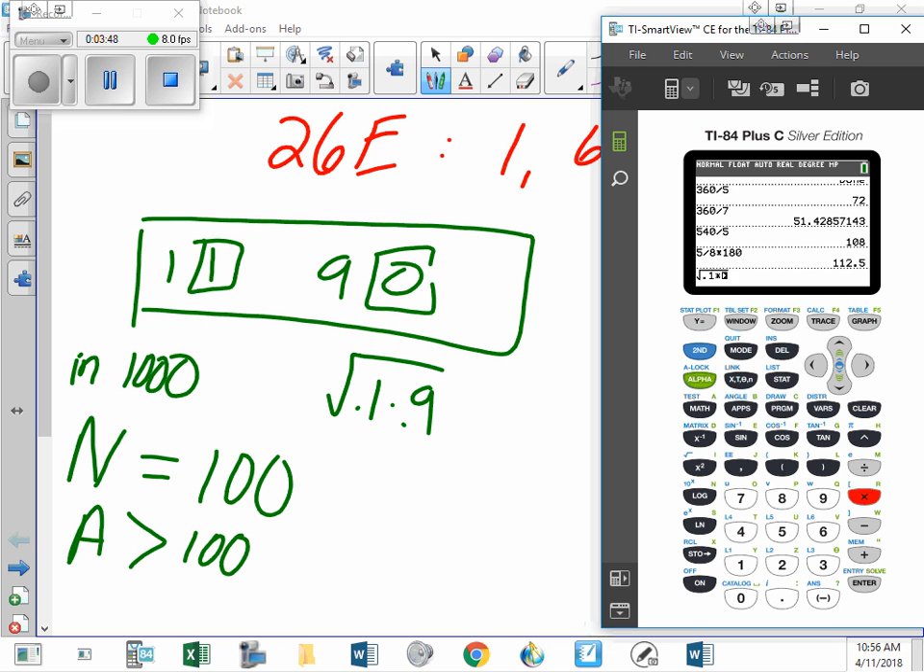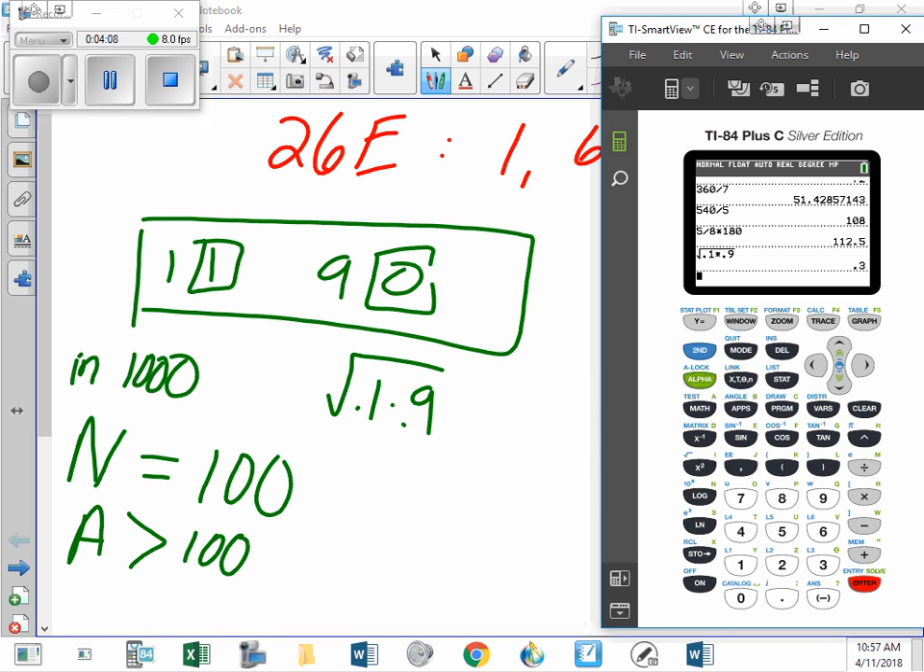Oh, I'm sorry. I should read the question, huh? Yes. So B is the square root of 0.1 times 0.9. So the SD is 0.3.